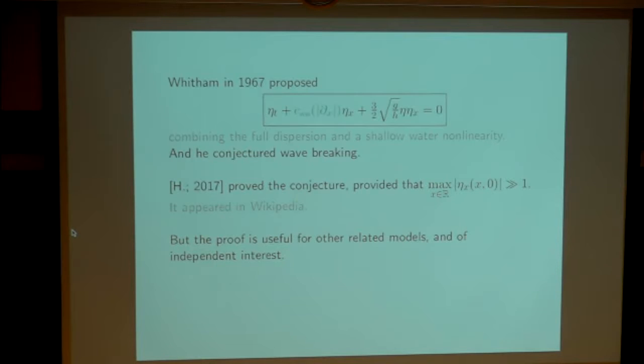The proof is quite complicated, but the idea is very simple. The apparent difficulty of handling this Whitham equation is this ugly-looking non-local dispersion operator. If we ignore this for a moment, then we simply have this Burgers equation, which we all know will develop breaking. More precisely, the Burgers equation will make a breaking in a time that is inversely proportional to the maximum slope of the initial condition.